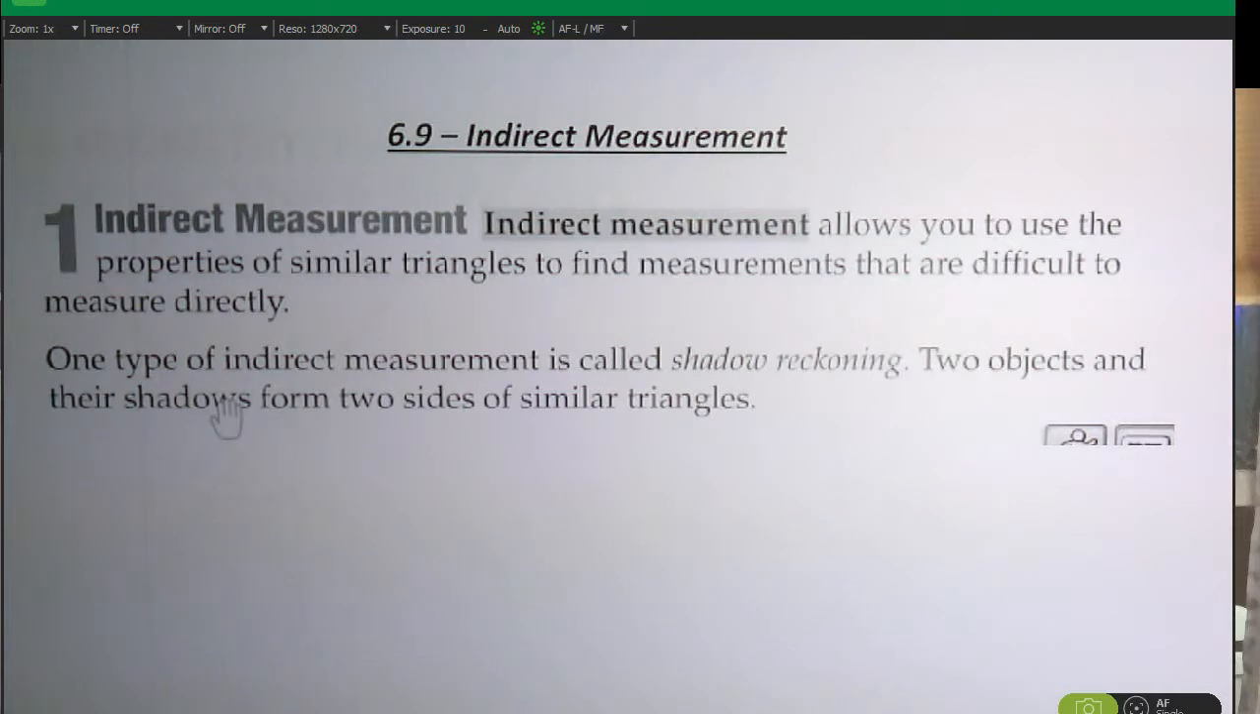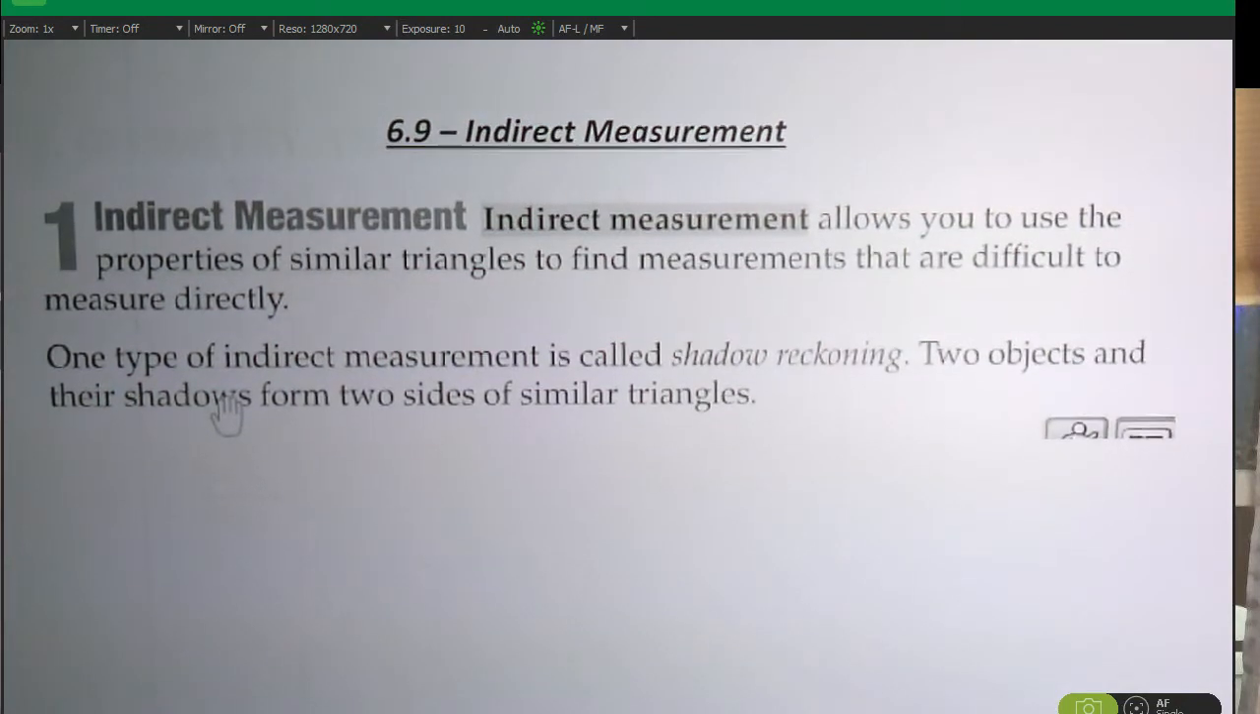Okay, so this is the supplemental video for section 6.9 in pre-algebra, indirect measurement. Indirect measurement is a process that allows us to use similar triangles to find measurements we can't find directly. And this is actually a pretty old technique.